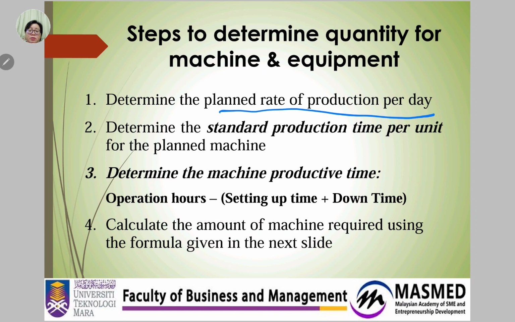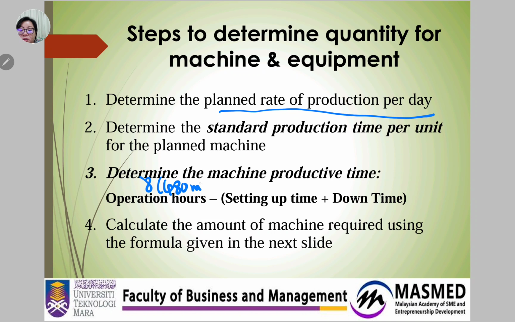Now you need to determine the machine productive time. To calculate, you may calculate based on the operation hours. Your operation hours may involve preparing all the materials, the ingredients needed. To have a productive operation time, maybe you can just calculate based on 8 hours of working. If you were to convert 8 hours into minutes, it will be about 480 minutes, isn't it?